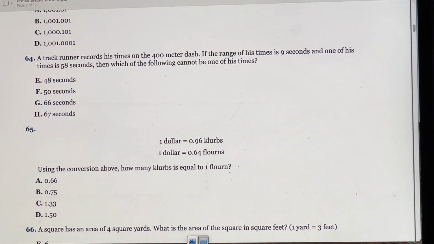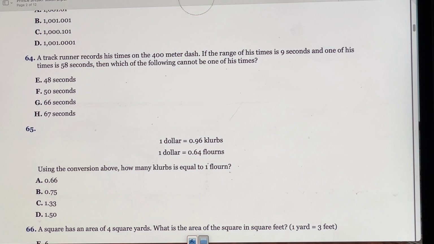So we have a runner record his time on the 400-meter dash. If the range of his time is 9 seconds and one of his times is 58, then which of the following cannot be one of his times? This one's a tricky question because it says he ran several times, right? And one of his times was 58 seconds, but it doesn't tell me what 58 seconds is. Was 58 the fastest time? Was 58 the slowest time? So we don't really know what that is. So that's the problem here.